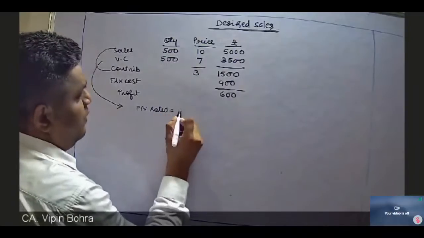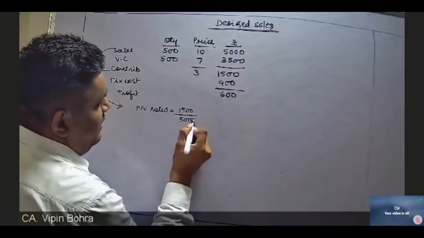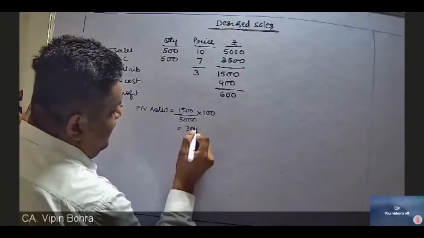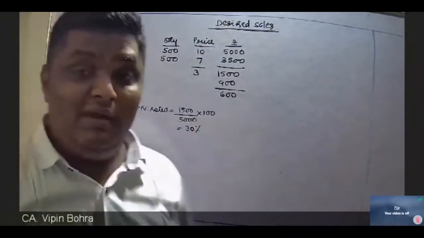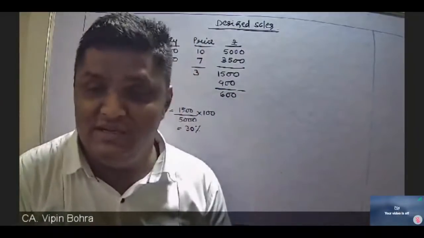The relationship between contribution and sales we call PV ratio. That is what? 1,500 divided by 5,000 into 100. That is 30%.